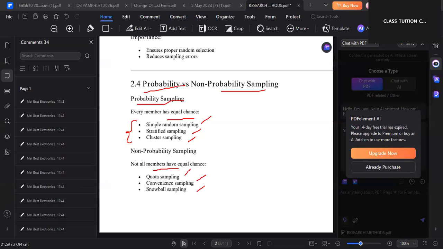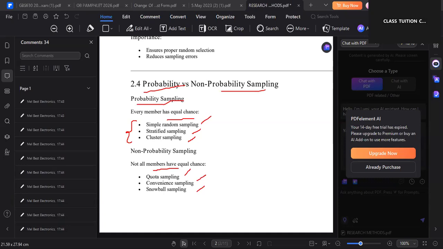The non-probability sampling, I said, is simply a sampling method where not every member has an equal chance of being selected. And the selection here is based on the researcher's judgment, like convenience or referrals. So the characteristic here is that it's not random. You select them subjectively. It's faster and cheaper, of course, but there's a high risk of bias.